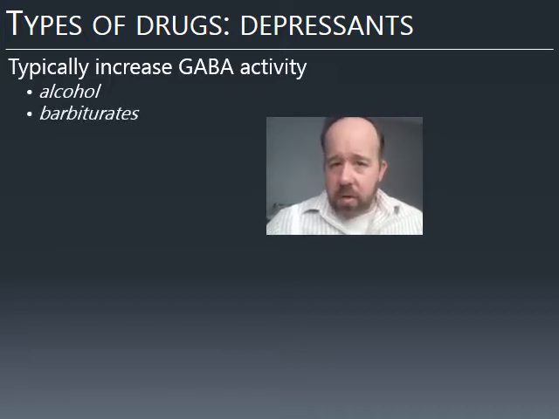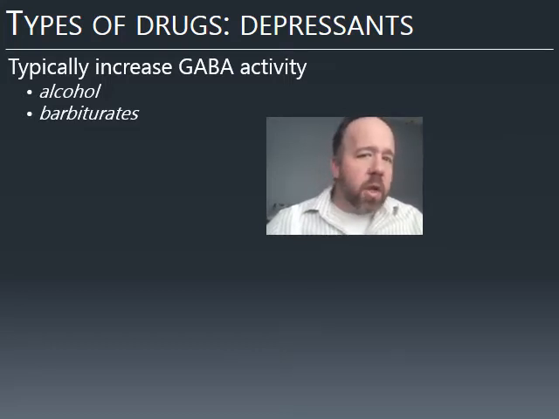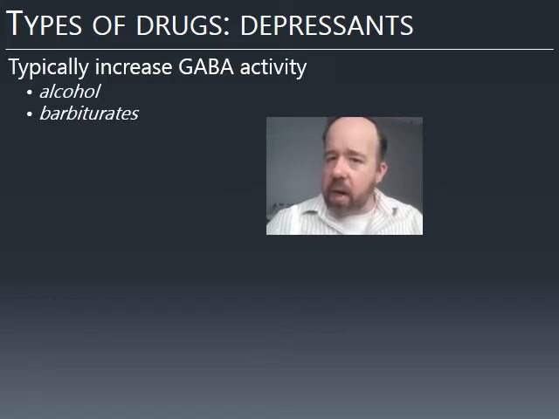The barbiturates are another type of depressant. They're not in as much use anymore. They were one of the early depressant drugs that were developed in the late 1800s. But they are a depressant. They increase GABA activity. They increase inhibition of the nervous system. So you get an overall decrease in neural activity.